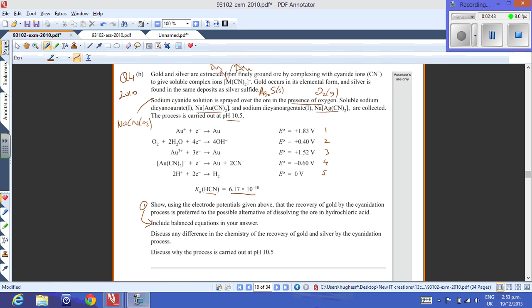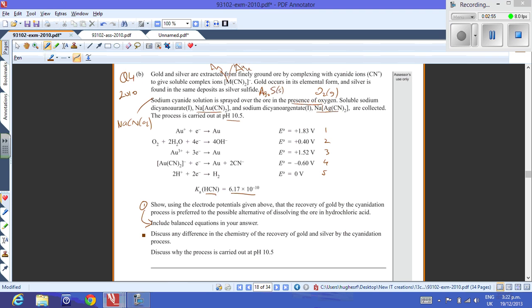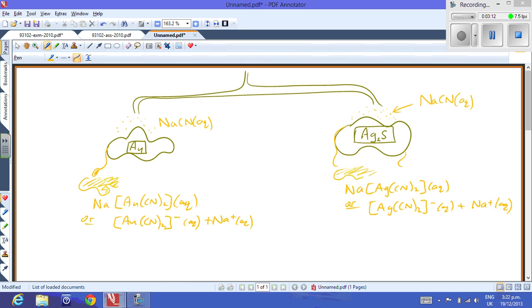The second thing we need to do is discuss any differences in the chemistry of the recovery of gold and silver by the cyanidation process. And then they also want us to mention why the process is carried out at a pH of 10.5. So what I've done here is I've laid out a new page, and I've drawn a little diagram to represent what's happening in this actual physical process.